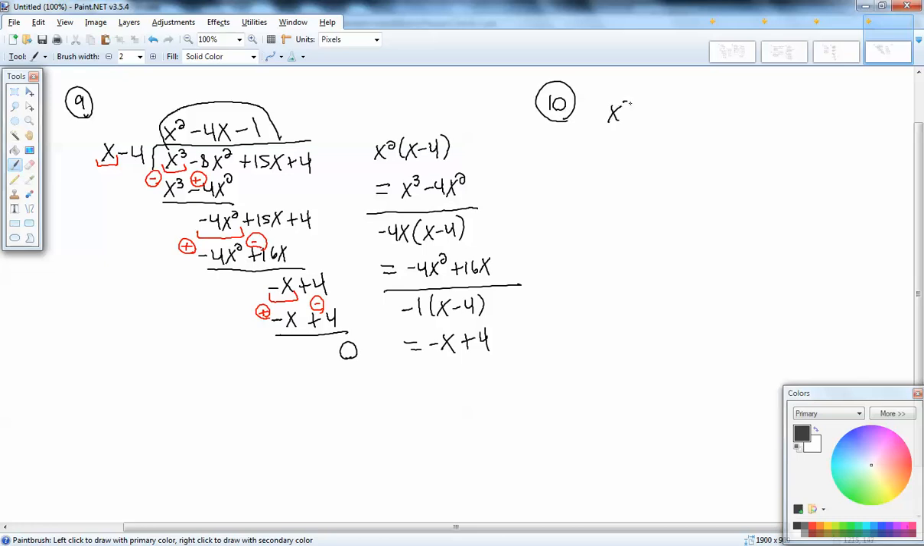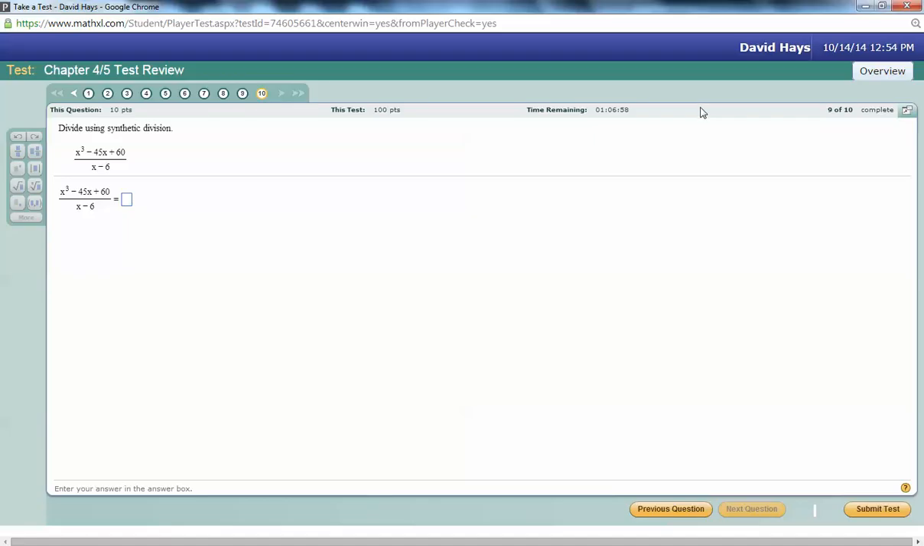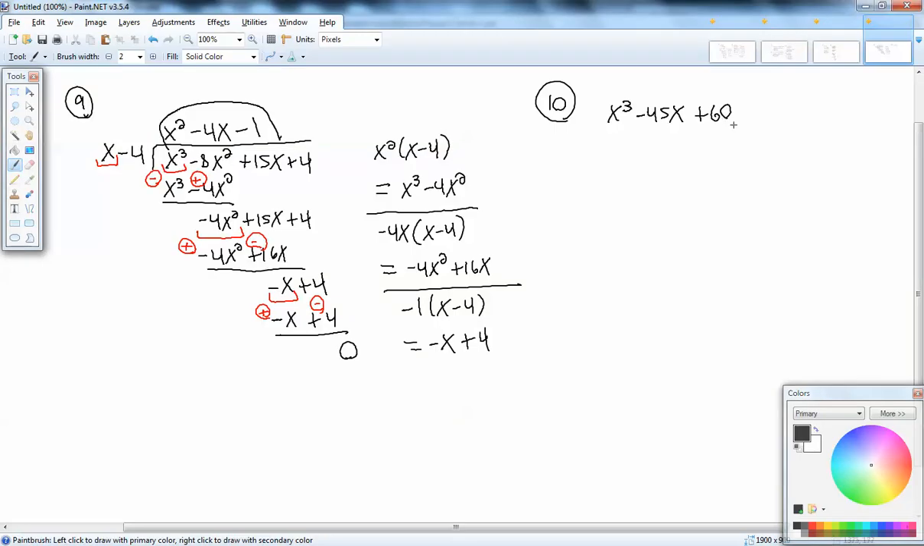Okay, so we got x to the third minus 45x plus 60 divided by x minus 6. Okay, step 1. Synthetic division, your first step is to set what you're dividing by equal to 0 and solve it. So we got x minus 6 equal to 0, and solve it, and we get x equals 6. Step 2. Take the number we just found, put it in a box in the upper left-hand corner. So I take that 6, and I put it in a box right here.